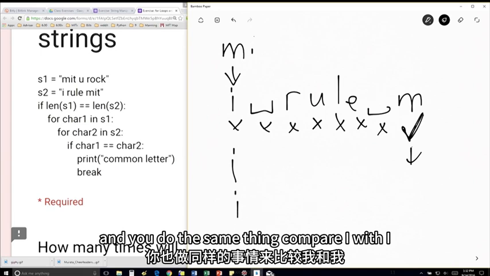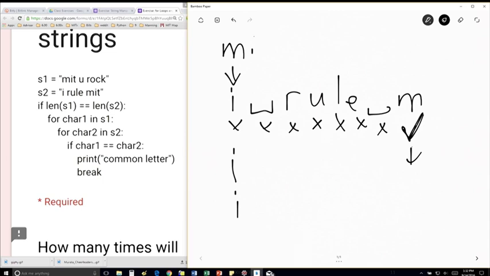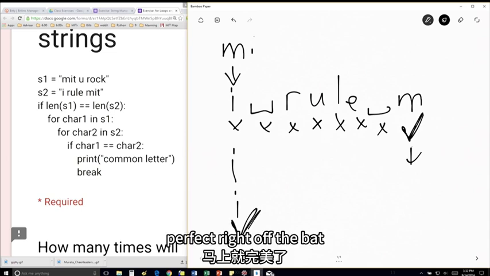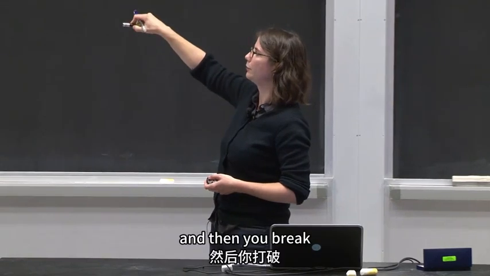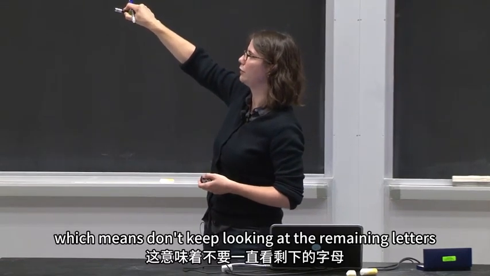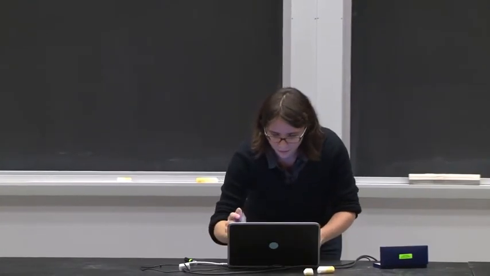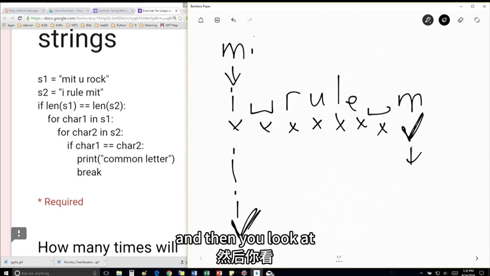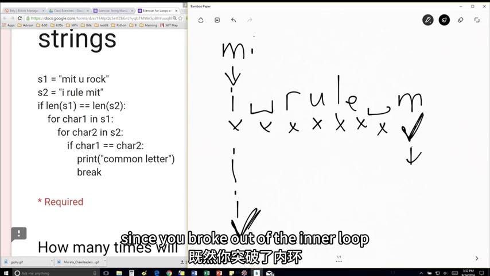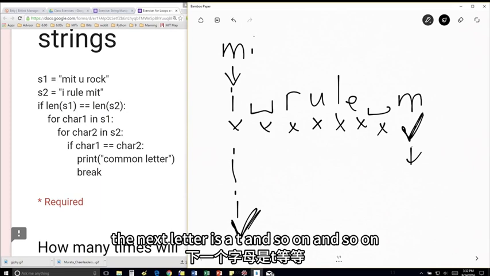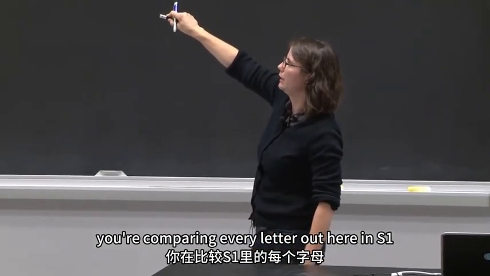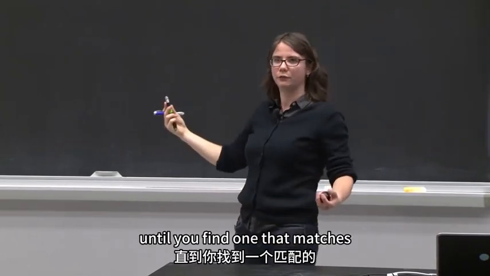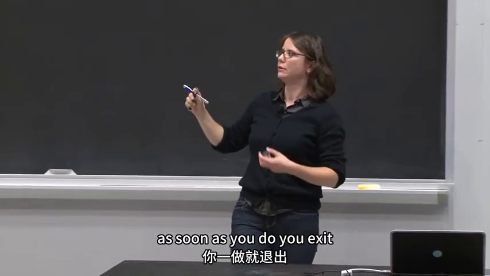Compare I with I. We have a match. Perfect, right off the bat. So you print out another common letter, and then you break, which means don't keep looking at the remaining letters. And then, since you broke out of the inner loop, you go to the outer loop. The next letter is a T, and so on and so on. So essentially, you're comparing every letter out here in S1 with every single letter in S2 until you find one that matches. As soon as you do, you exit.